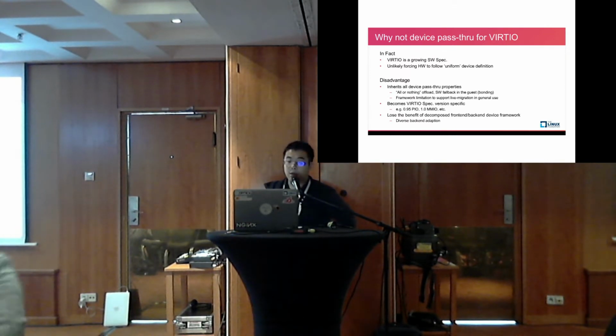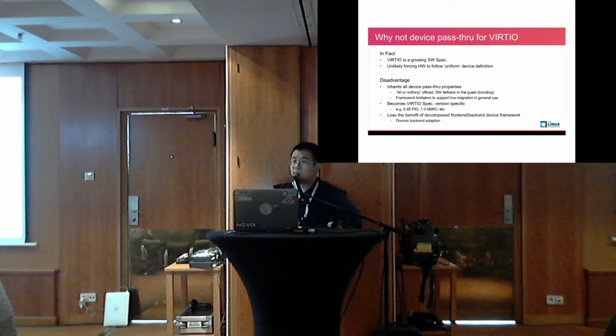Also, the disadvantage of device pass-through if we're doing it on VIRTIO is that the beauty of VIRTIO is that you have a front end and a back end. On the front end, you can keep a unified interface, but on the back end, you can have diverse choices. Like today, we have vhost net in the kernel, and we also have vhost user in user space. DPDK does a lot of work actually using the vhost user channel. So we don't want to lose that diversity.